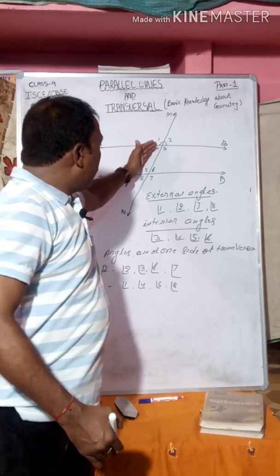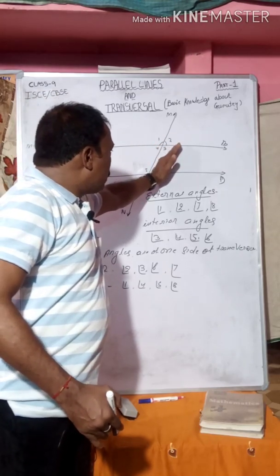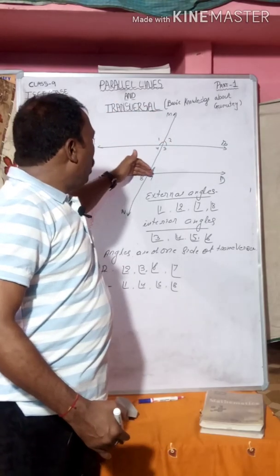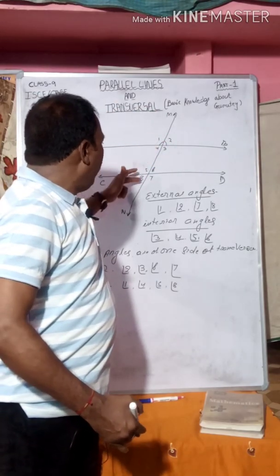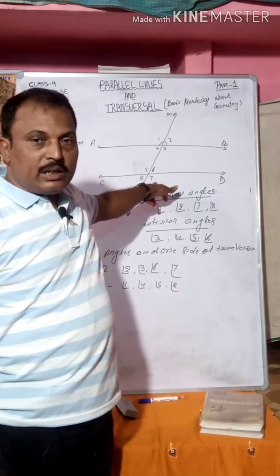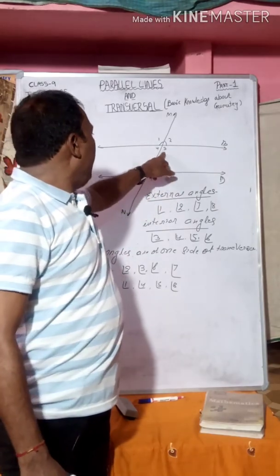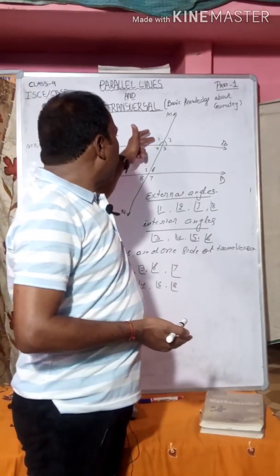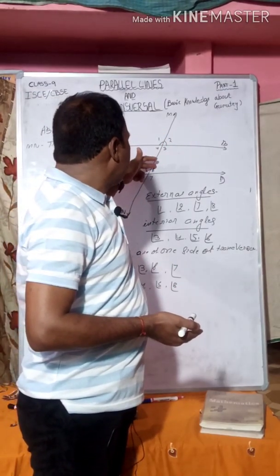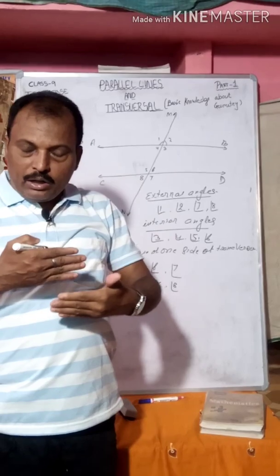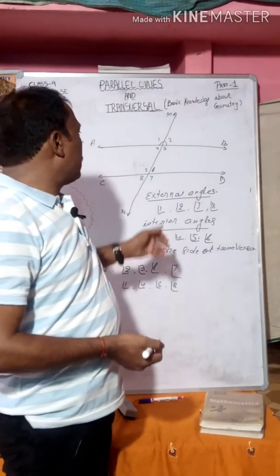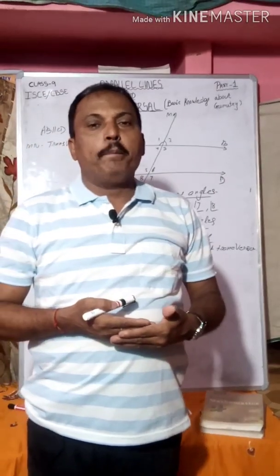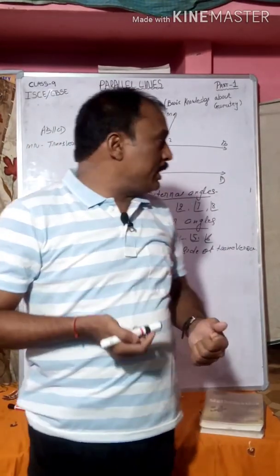Left side of the transversal, 4 angles. Right side of the transversal, 4 angles. There are 4 exterior angles and 4 interior angles. Angles 1, 2, 8 and 7 are the 4 exterior angles. Angles 3, 4, 5, 6 are the 4 interior angles. On one side of the transversal, 2, 3, 6 and 7 are the right side of the transversal. Angles 1, 4, 5 and 8 are the left side of the transversal.